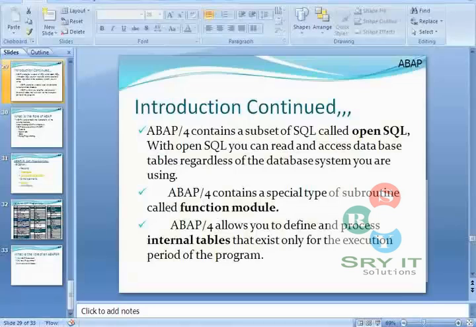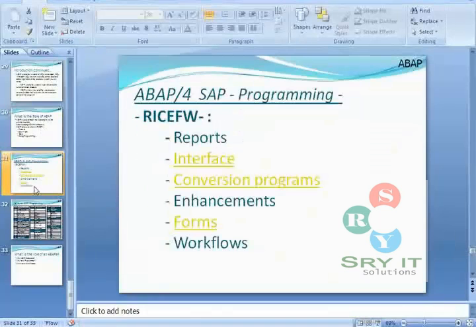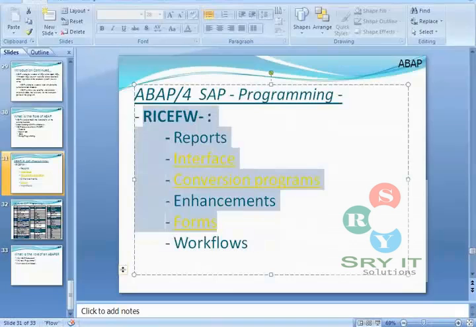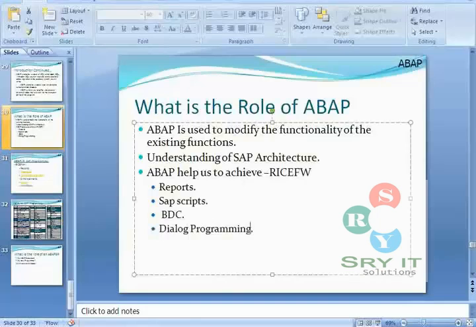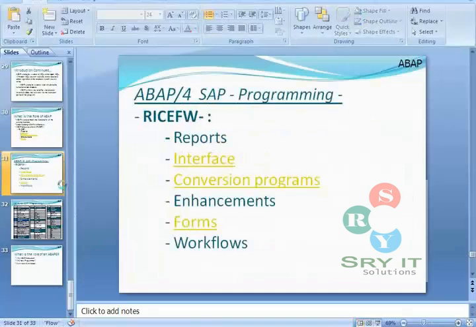Okay, the next slide. ABAP is used to modify the functionality of existing SAP functions and for understanding the SAP architecture. And ABAP is used to achieve the following areas. These are the concepts we require to be achieved: reports, interface, conversion, enhancements, and forms. So ABAP does all these things.